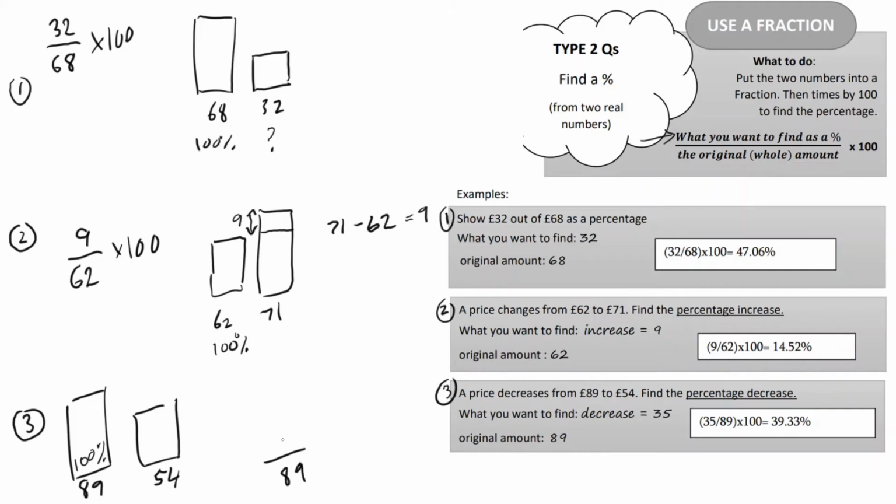Okay, and so on top, it wants you to find the percentage decrease. So you need to find the difference again between 89 and 54, because that will be how much it's gone down. That's this bit here. So if you do 89 take away 54, then you get 35. And that's what goes here. And this will find you all the percentages.